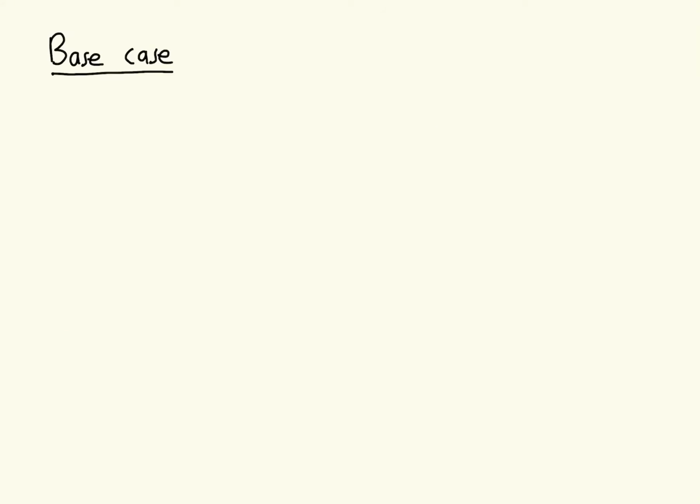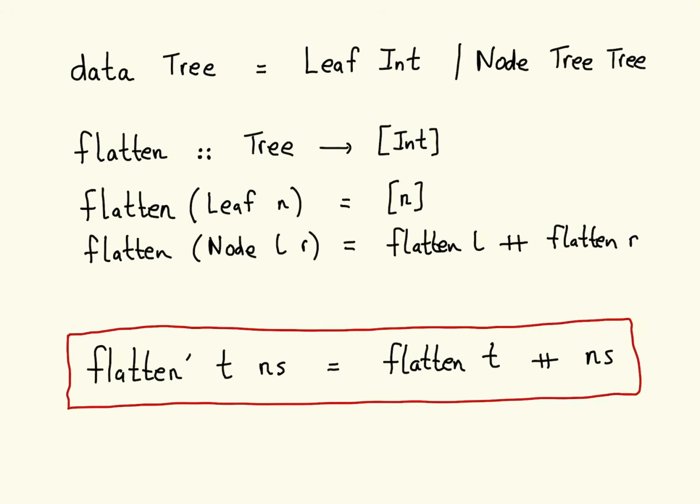So this is very straightforward to do. I'm trying to calculate what is flatten prime applied to a leaf n and some arbitrary list of numbers ns. I'm just going to be doing a simple calculation here. The only thing that I know about the flatten prime function is that it must satisfy this equational specification here.